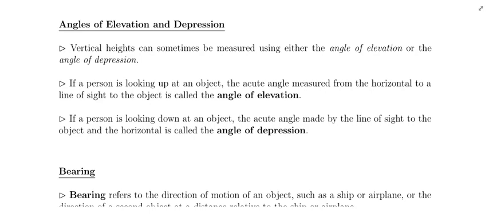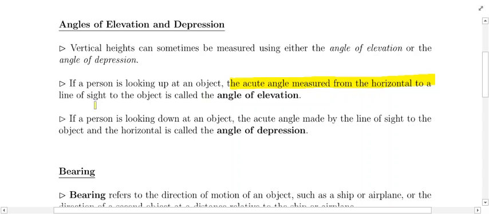Like I said, we will encounter these terms, and it's really helpful when you do that you draw out what's going on. You're going to need to pay special attention to how the angle of elevation and the angle of depression are defined, because like it says here, the angle of elevation is the angle measured from the horizontal to a line of sight to the object. And the angle of depression is made by the line of sight to the object in the horizontal. These angles are being made with the horizontal, and that is key.